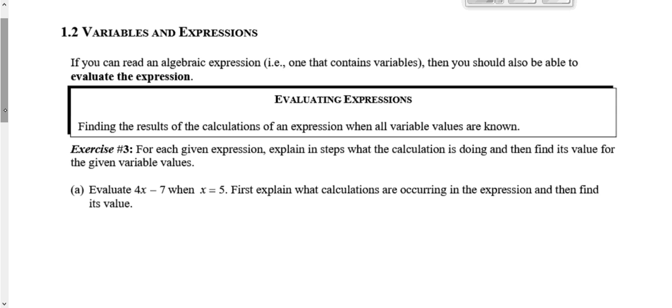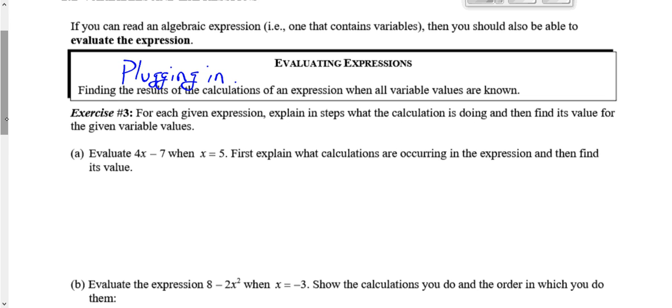Evaluating expressions. Evaluating means you get some numerical value, right? See what it is equivalent to. That means finding the results of calculations of an expression when all variable values are known. So really, this is just plugging in. You guys did that. You find something's equal to something else, you can replace it, substitute, or plug in. So this is plugging in. That's all. Okay? So exercise 3.